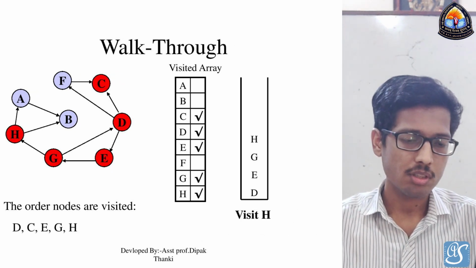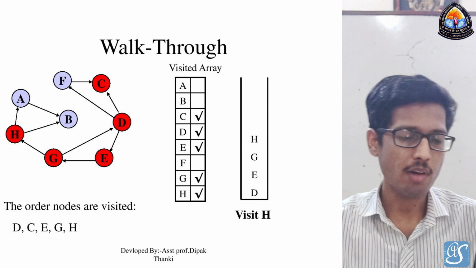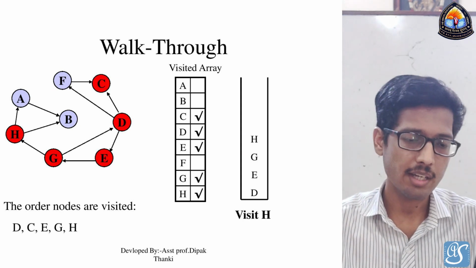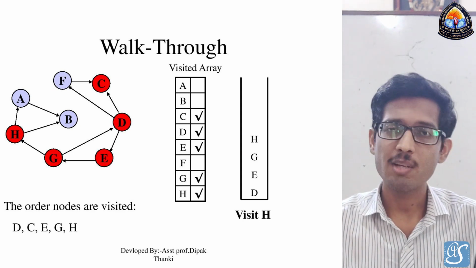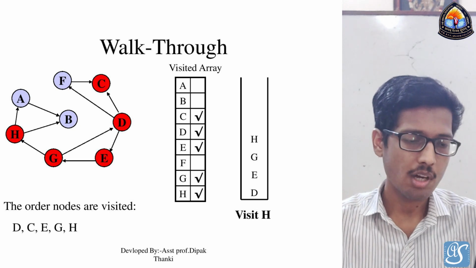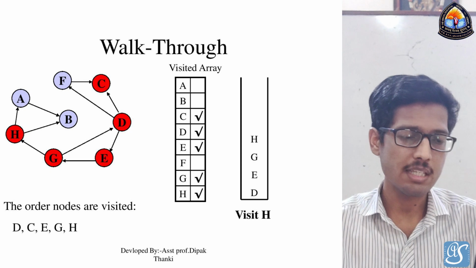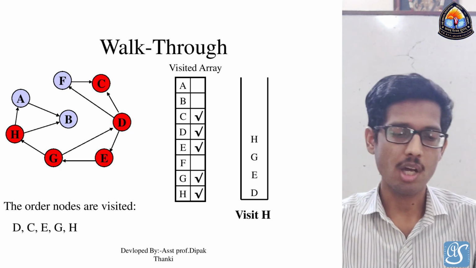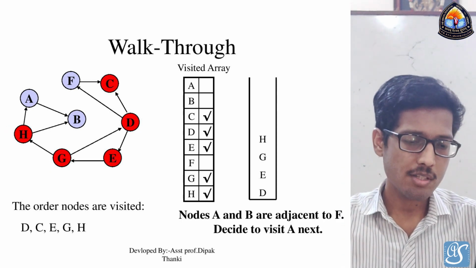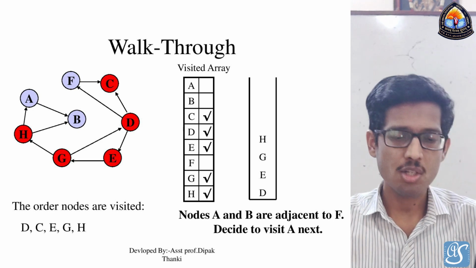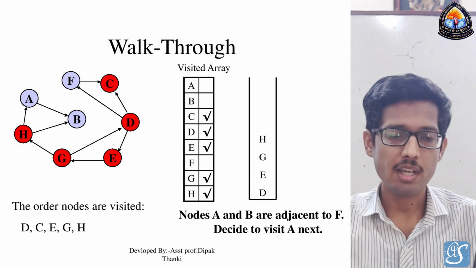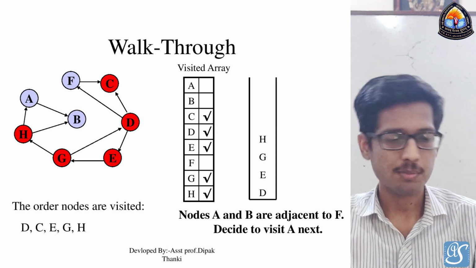Now H. First of all, we have highlighted it, then ticked it in the array, then inserted the element H. Now our order might be like this: D, C, E, G and H up to this point. Now next, nodes A and B are adjacent to H, so we decide to visit A next.